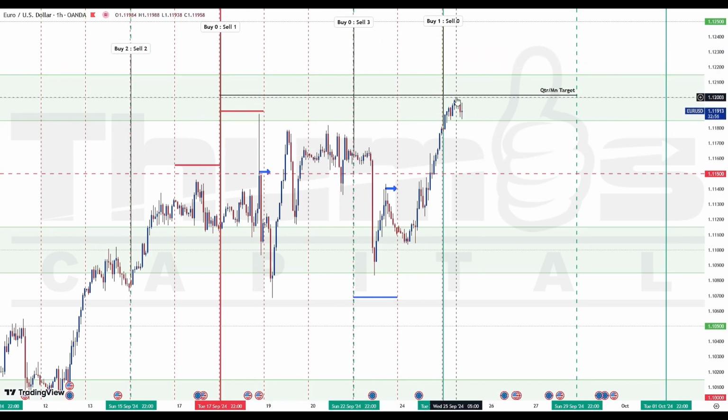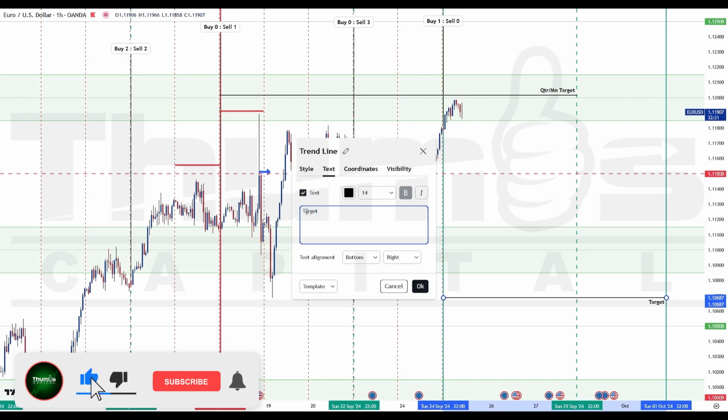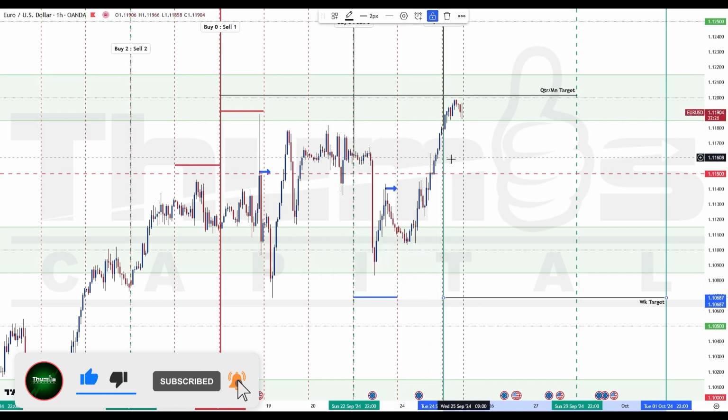That means we should be expecting bearishness, and this will be our target, the low of the weekly contract. So let me go ahead and mark the target. Right here is that low. That is marked. Now we already know we are expecting a sell-off.